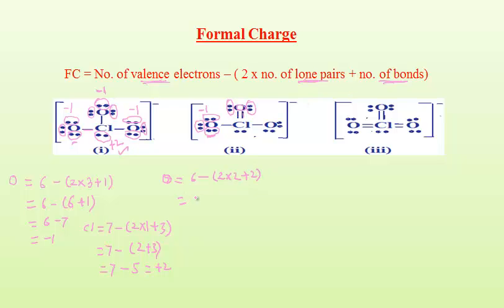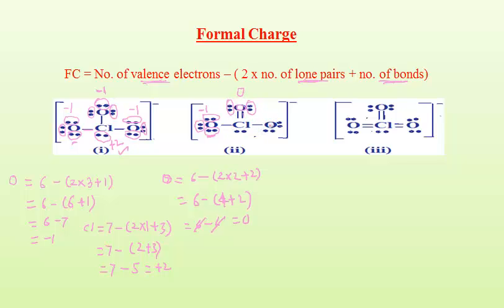Now we do the calculation. 6 minus 2 times 2 is 4. Here we have, sorry, it is 4, and here we have 2, and so we get 6 minus 4 plus 2 is equal to 6. 6 minus 6 will get cancelled, we get 0. Well, the formal charge on this oxygen atom is 0.